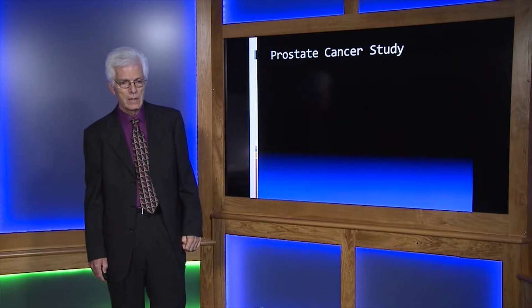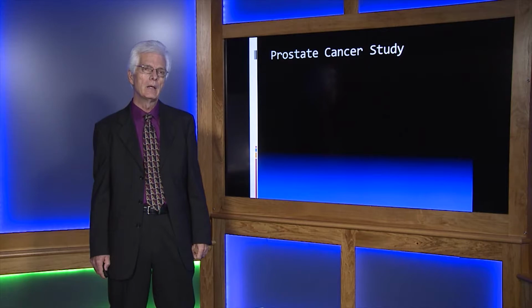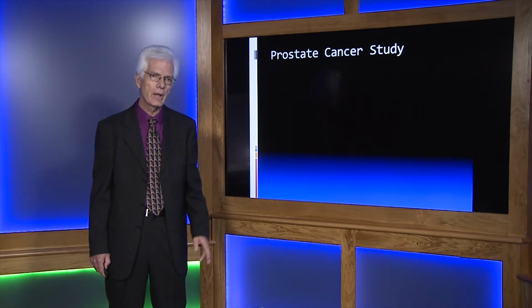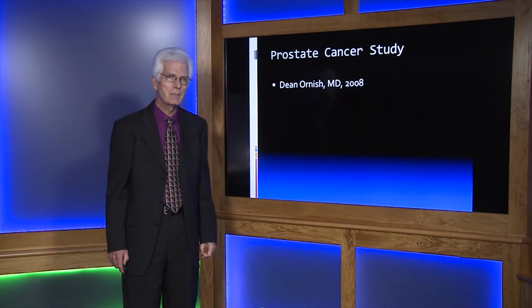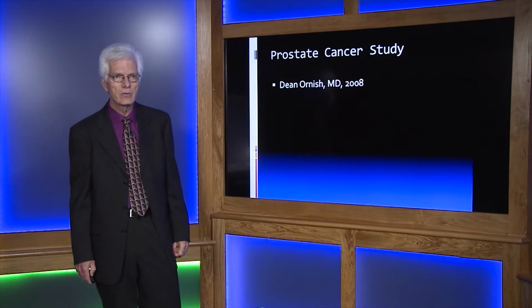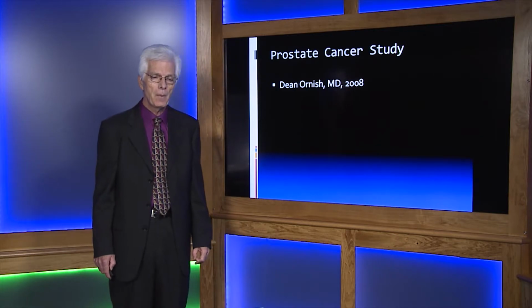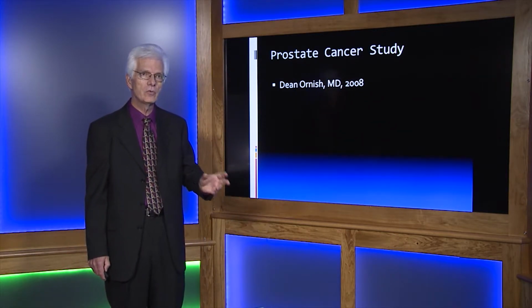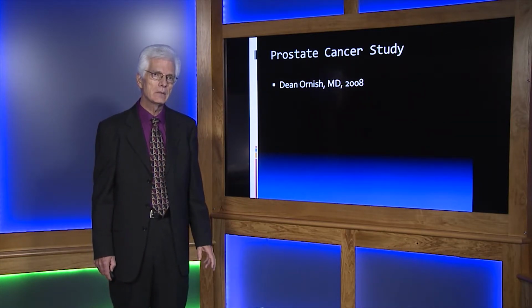There's another lesson. It was a prostate cancer study which was done by Dean Ornish. Now, those of you that are read up on medical type literature know that Dean Ornish did a landmark study back in the 1990s when he discovered that you could actually reverse cardiovascular disease by putting people on a strict diet of plant-based foods, low fat and low protein, and exercise and meditation.